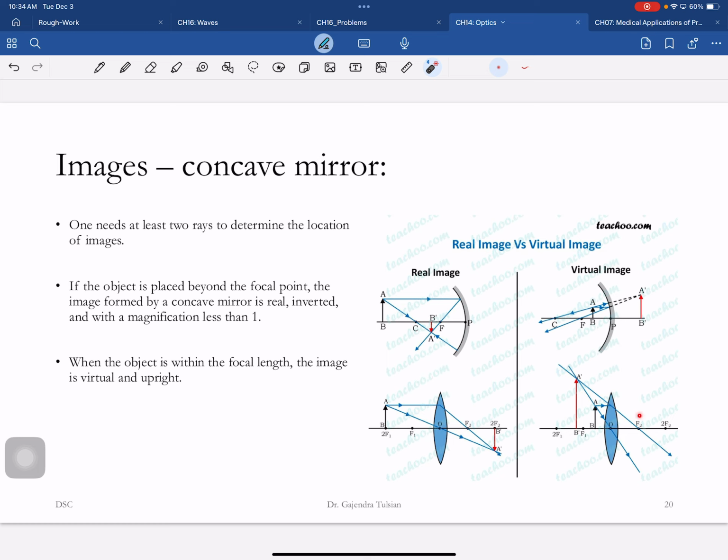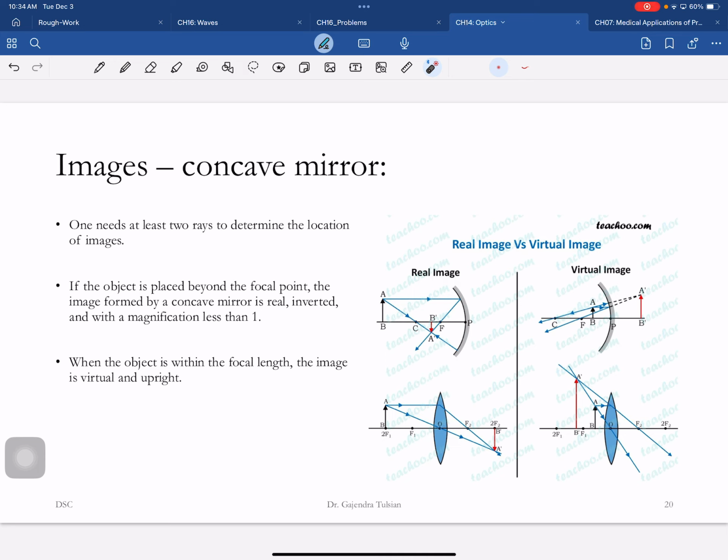All right, so here are some images formed. Here's a concave mirror, here's an object. This ray got reflected through the focal point. A ray that would go through the center gets reflected straight back. And here are two reflected rays intersecting, and that's where the image is formed. This is a real image because actual rays are intersecting at that point. And to see that image, you have to place a screen there.